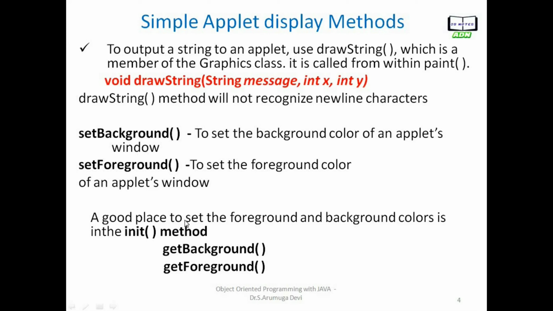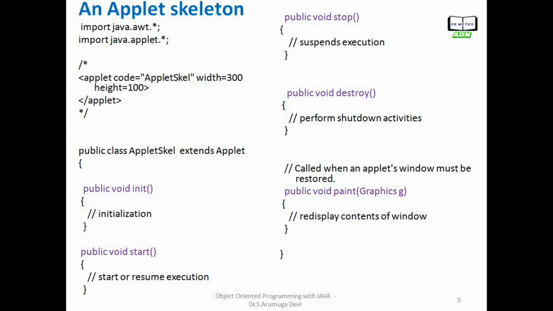Whenever the applet is called, init is called only once. It initializes, creates objects, and sets the color. All those things we can perform in the init method. This is an applet skeleton. Whenever you are writing an applet program, you should follow this skeleton. Skeleton means the format you have to write for applet programming.